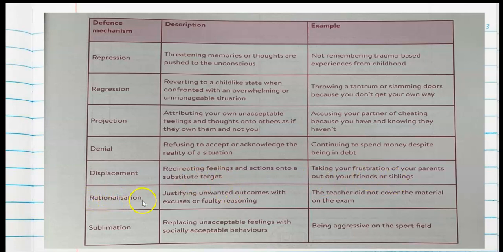Then we have rationalization. Okay, very common as well. So this is justifying unwanted outcomes with excuses or faulty reasoning. So, for example, the teacher did not cover the material on the exam. So rather than face the prospect of the student not studying effectively or being lazy in class, nope, don't want to have that in my conscious mind, don't want to accept that harsh truth.